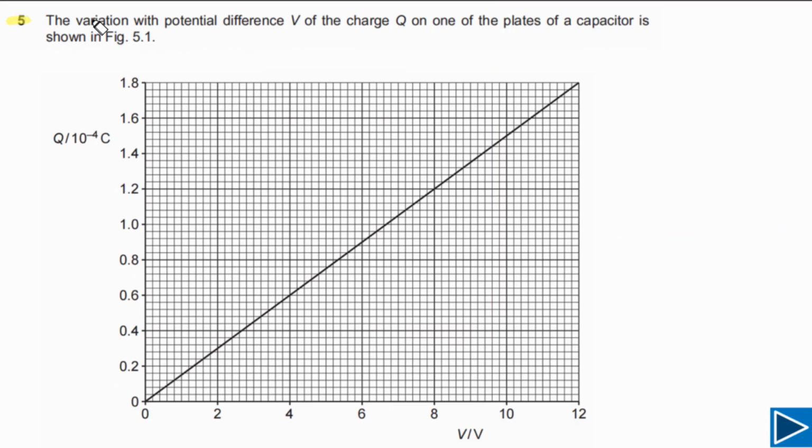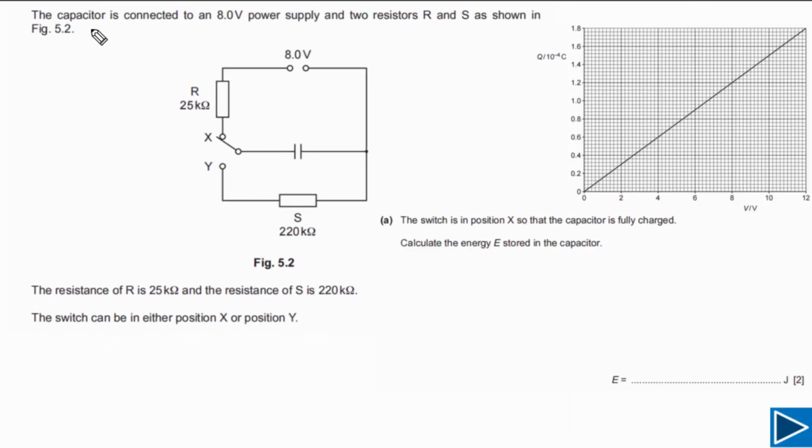For question number 5, the variation with potential difference V of the charge Q on one of the plates of a capacitor is shown in figure 5.1. As you can see here, we have charge Q on the y-axis and potential difference across the plates on the x-axis. It is also given that the capacitor is connected to an 8-volt power supply and two resistors R and S as shown in figure 5.2.